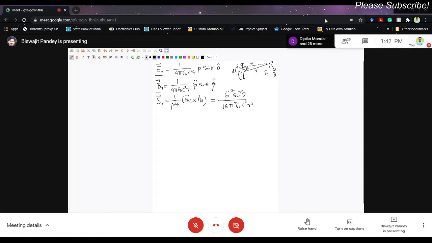There is a 1 by mu 0 here, right? So that will actually give you epsilon 0 c square. That's why the power of epsilon 0, because epsilon 0 into epsilon 0 is epsilon 0 square, right? And c cube into c square is c to the power 5. But I have written epsilon 0 c cube. That is because I have written 1 by mu 0 equal to epsilon 0 c square. So one epsilon 0 got cancelled, and c square and c to the power 5. That's why you have c cube here. And theta cap cross phi cap, that will be along r cap.